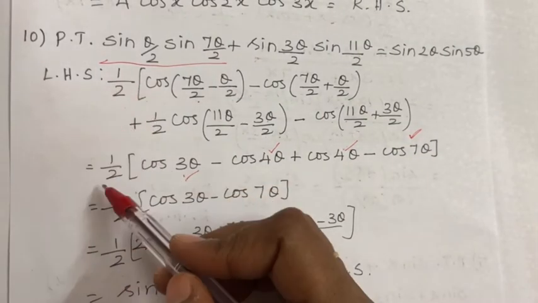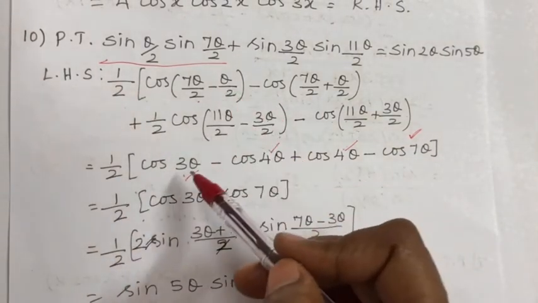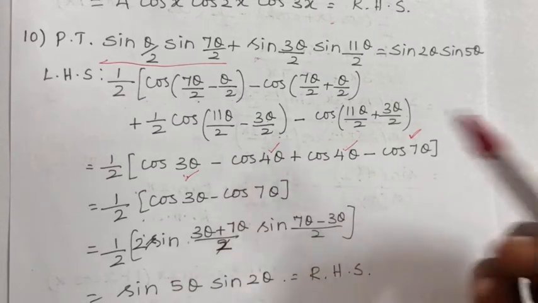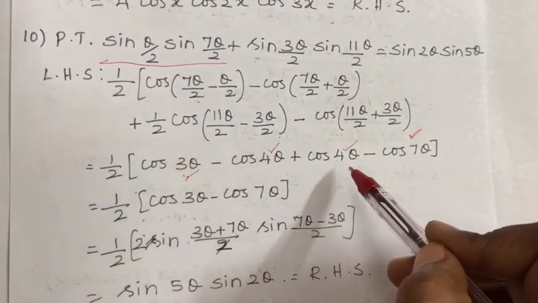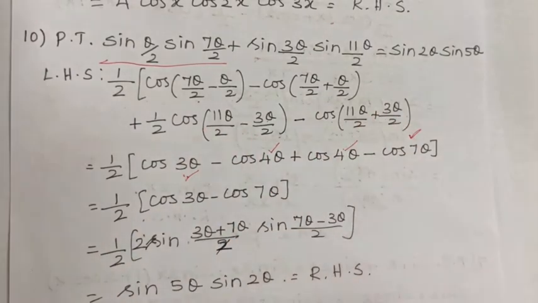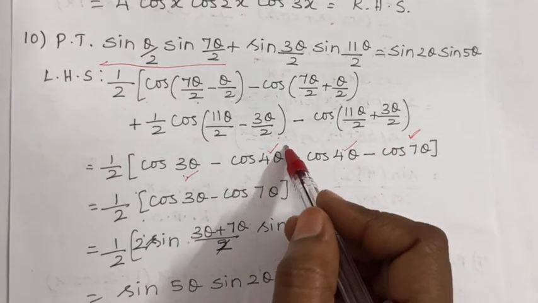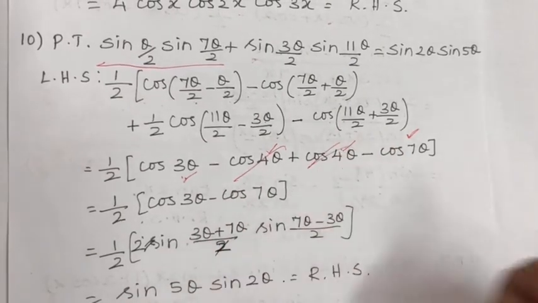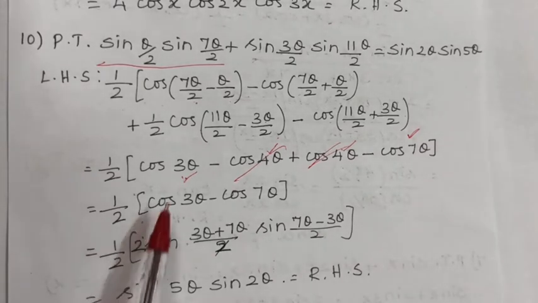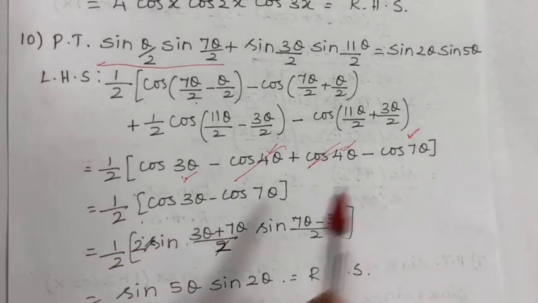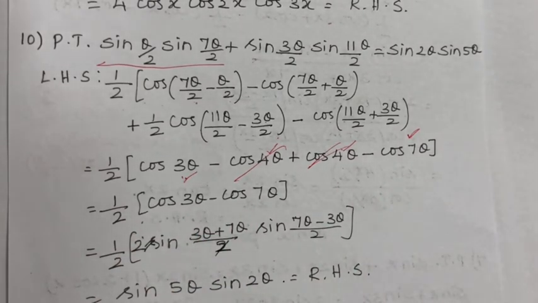So half we can take as common. So cos 3 theta minus cos 4 theta, here plus cos 4 theta minus cos 7 theta. So we can simplify, cos 4 theta minus cos 4 theta will get cancelled. So 1 by 2 into cos 3 theta minus cos 7 theta. That is 1 by 2 into 2 sin ((3 theta plus 7 theta) by 2).